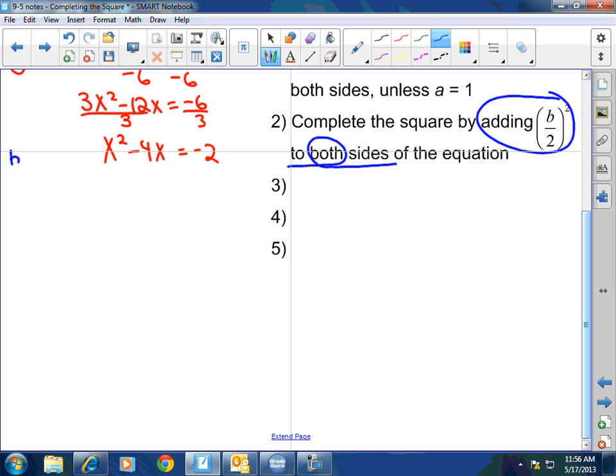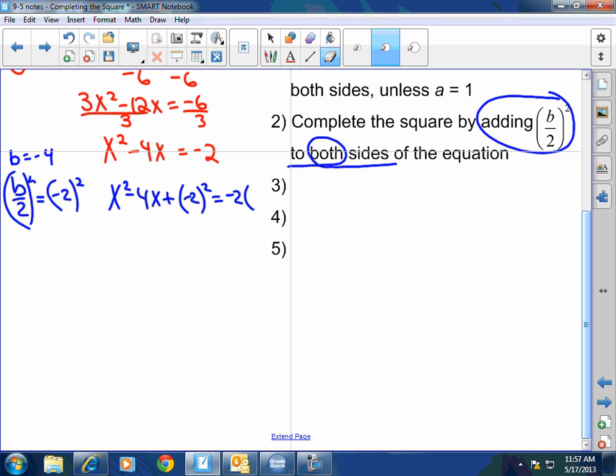What's my b? Negative 4. x is not part of the b, gentlemen. If you put x as part of the b, you're going to get this very wrong. x is x, gentlemen. a is the coefficient in front of x squared, b is the coefficient in front of x, and c is the constant. What is b over 2 squared? Negative 2 squared, right? So check this out, guys. Don't I have to add b over 2 squared to both sides? So I have x squared minus 4x plus my b over 2 squared to both sides.